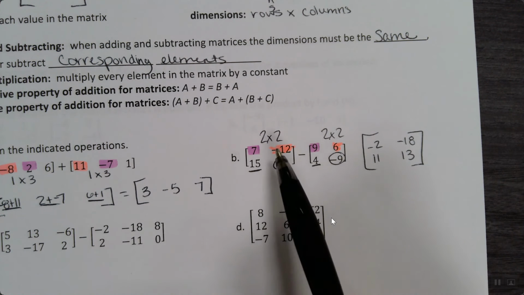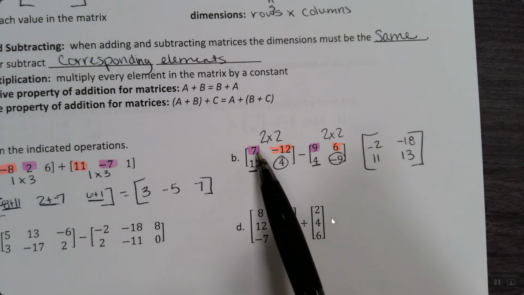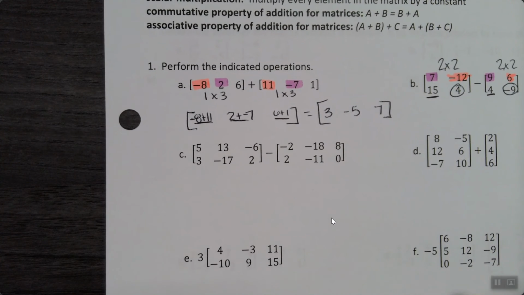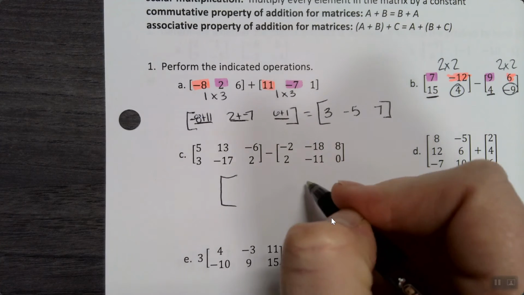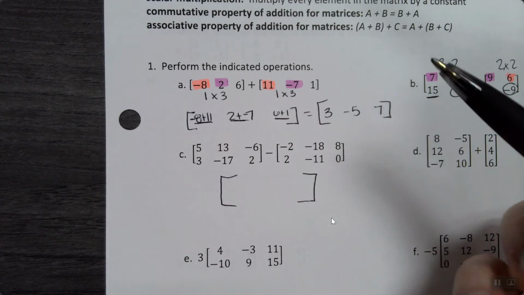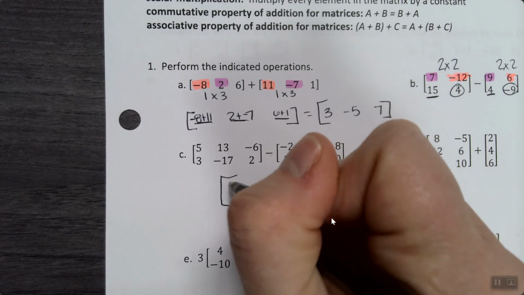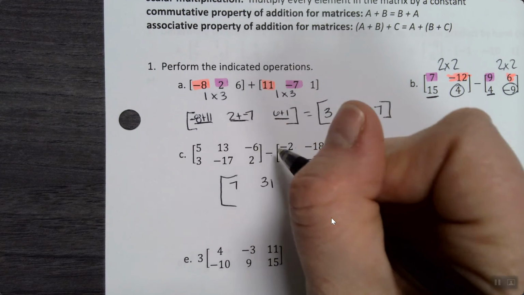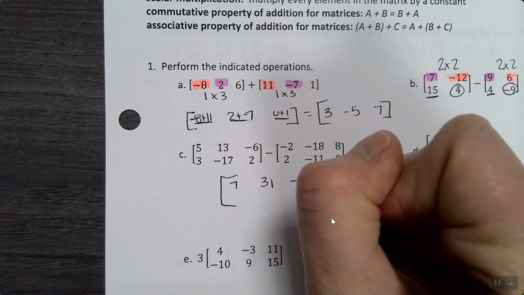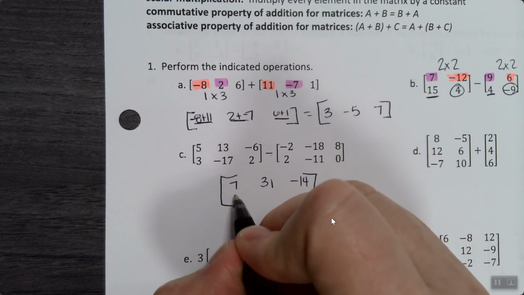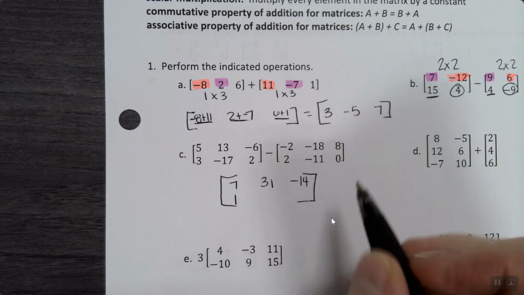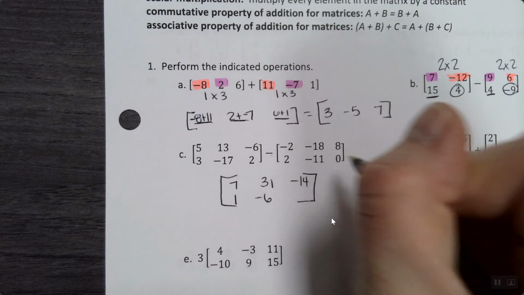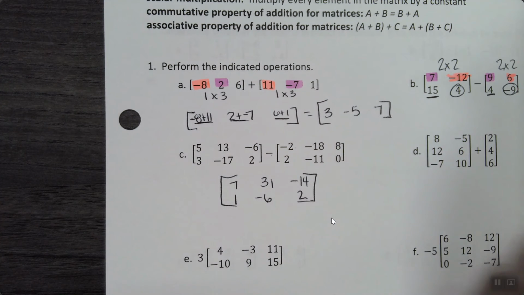You have to make sure once again that your matrices are the exact same size, otherwise your elements will not correspond to another element. On this next one, once again, I'm just going to perform the operation. So 5 minus -2, 13 minus 18, -6 minus 8, 3 minus 2, -17 minus -11 gives you -6. 2 minus 0 is 2.